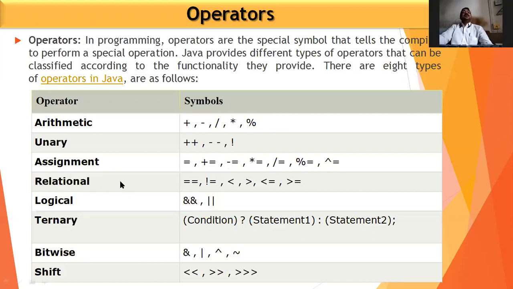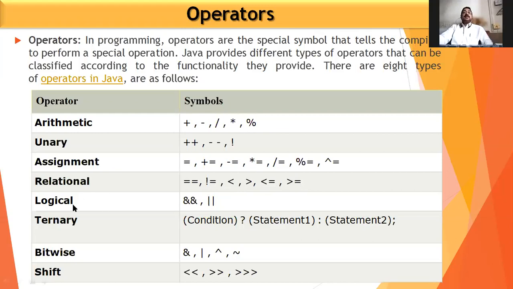Next is relational. The relational operators are again very similar to the C language. So double equal to is used for equal to. Exclamation sign and equal to is used for not equal to, then less than sign, then greater than sign, then less than or equal to, and greater than or equal to. All of these relational operators we have already seen in C language.